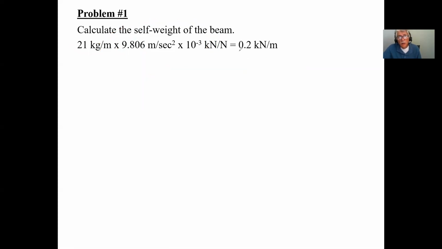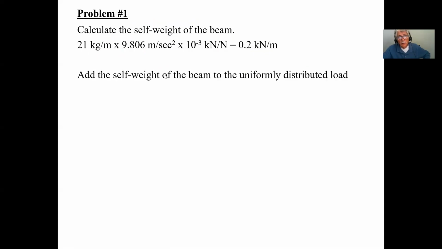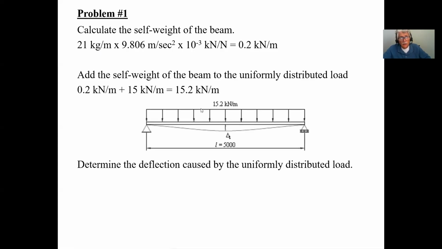So here I have 0.2 kilonewtons per meter because my distributed load is in kilonewtons per meter, and therefore I will add it to the 15. I'll end up with 15.2. Now that I got that, what I need to do is determine the deflection right at the center here. I've got a span of 5 meters or 5,000 millimeters.